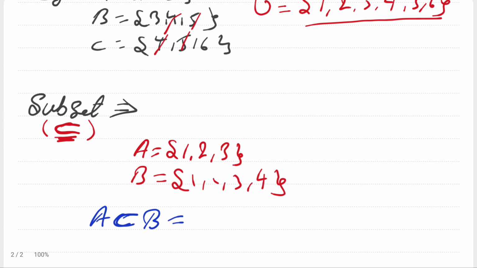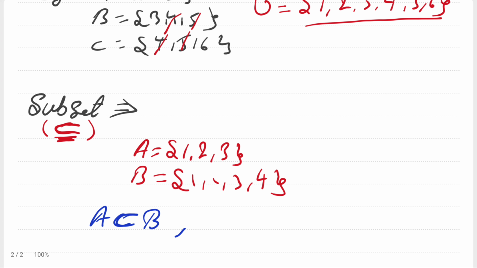If you see, whatever the elements of A, are they present in B? Yes, they are present, because 1, 2, 3 are in set A, and in set B also 1, 2, 3 are there. So it means that A is a subset of B.